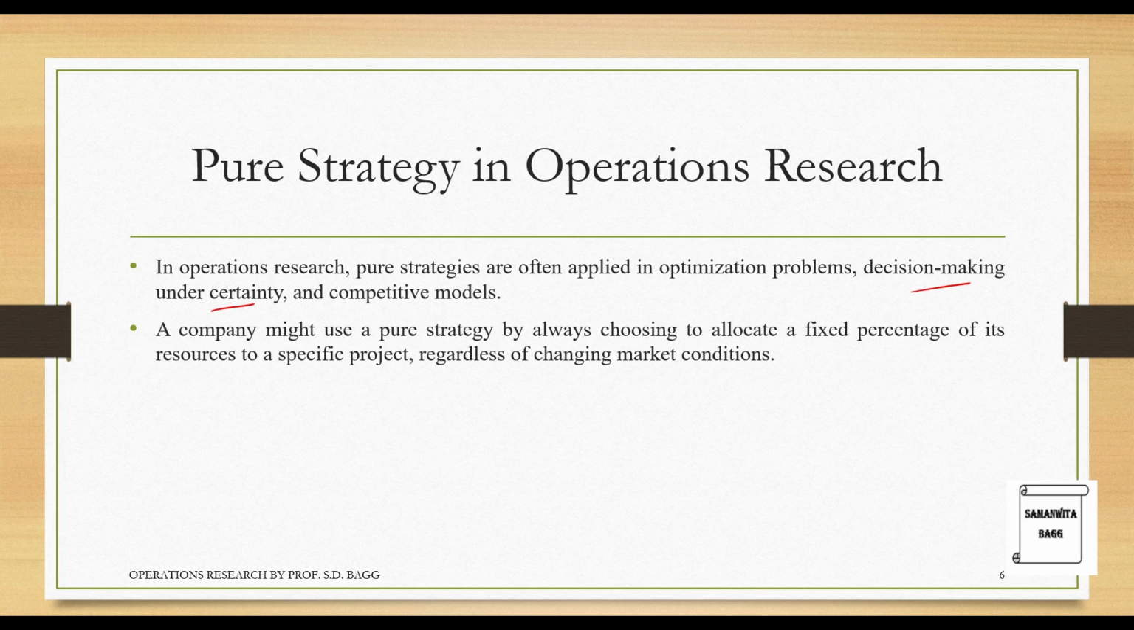A company might use a pure strategy by always choosing to allocate a fixed percentage of its resources to a specific project regardless of changing market conditions. So this is also an example where you do not know what the market condition is. Irrespective of whatever the market condition is, you will always allocate a particular amount of resources to that specific project such that the project will go on at a particular pace.